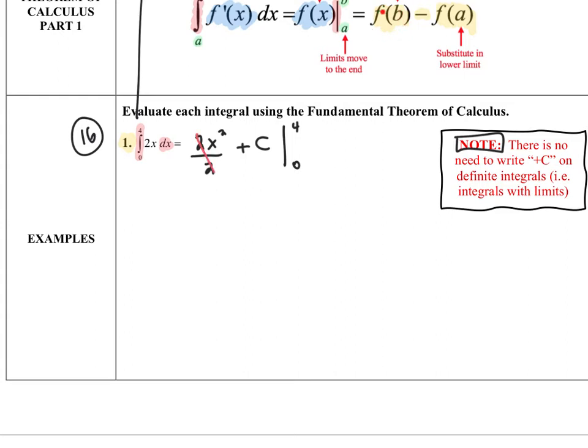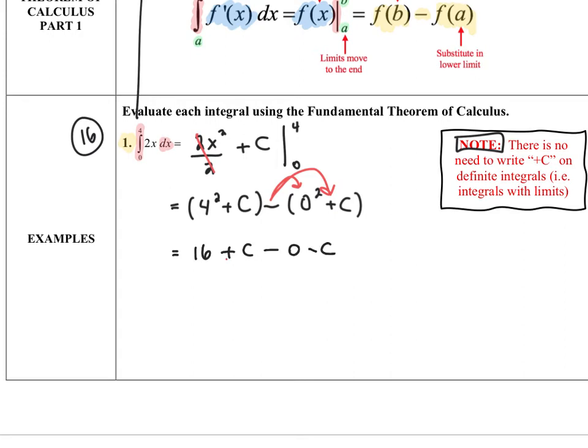And now I plug in my upper limit. So I'm going to take the 4 and replace the x with it. And then I subtract this antiderivative evaluated at that lower limit. In the next step, I'm going to distribute this subtraction sign, and notice what that does to the c values. So my plus c minus c just zeroes out, and that 0 of course is just 0, and that gives me an answer of 16, which matches what I got above by doing the area.